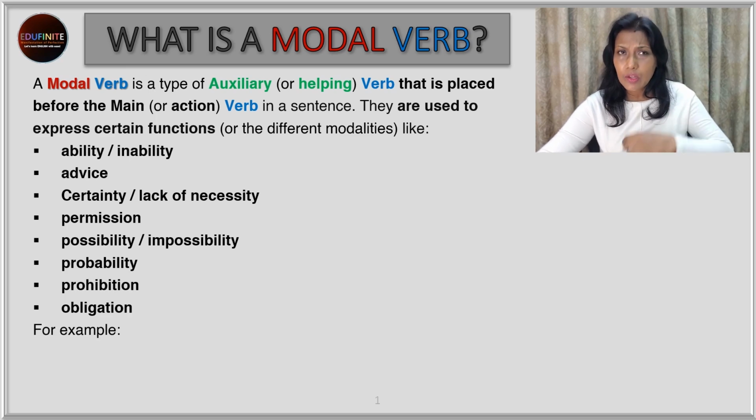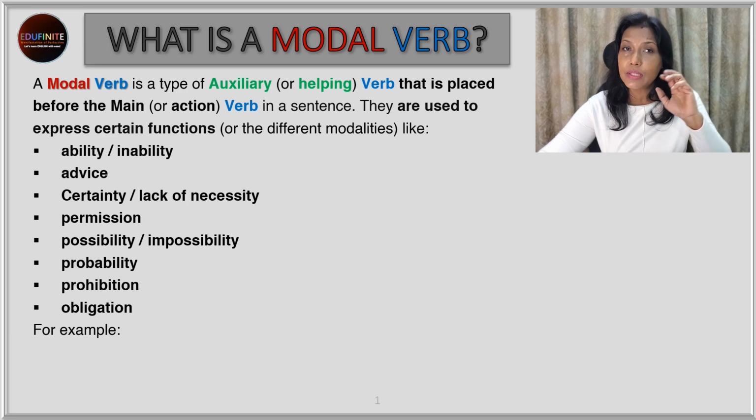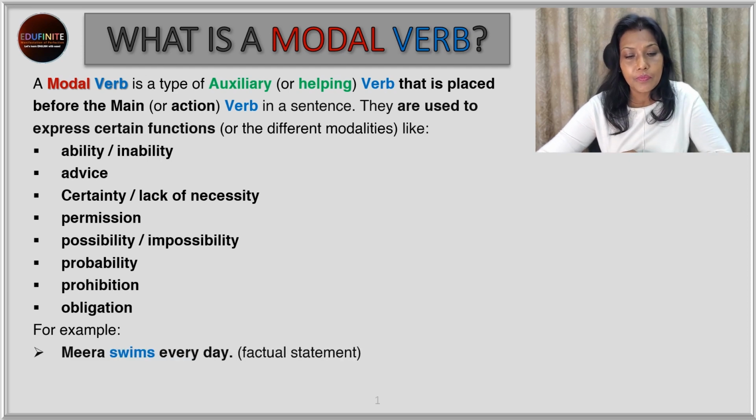Well, now let's look into one example before delving deep into it so that you just have a glimpse of what it is all about. Now, in this sentence, Mira swims every day. What do we have? We have the action verb swims. And who is swimming? Mira. What is she doing? She is swimming every day. So this is a factual statement.